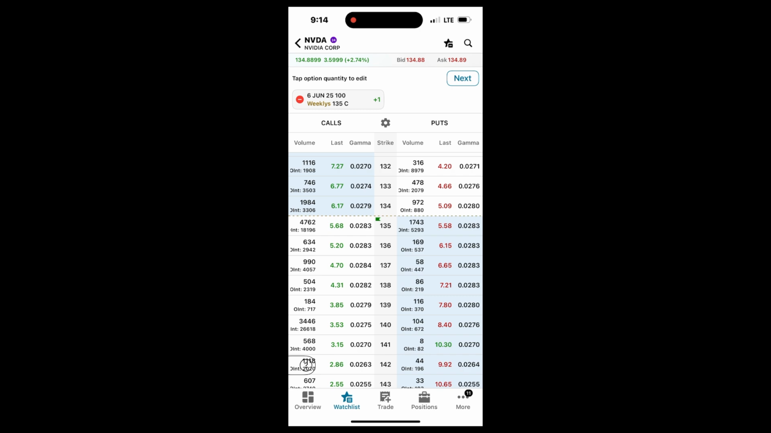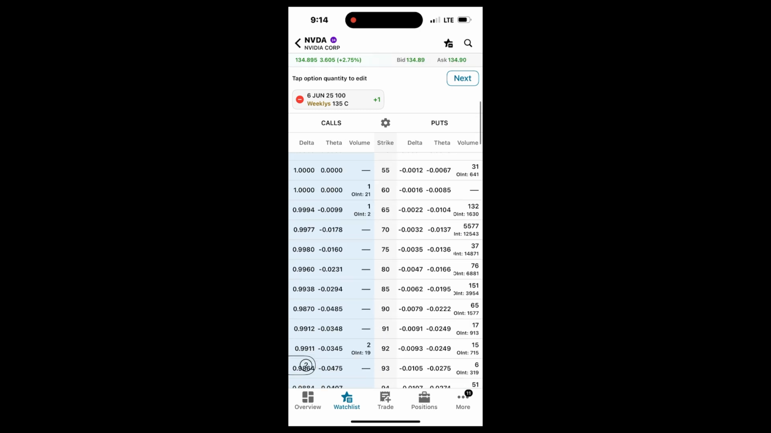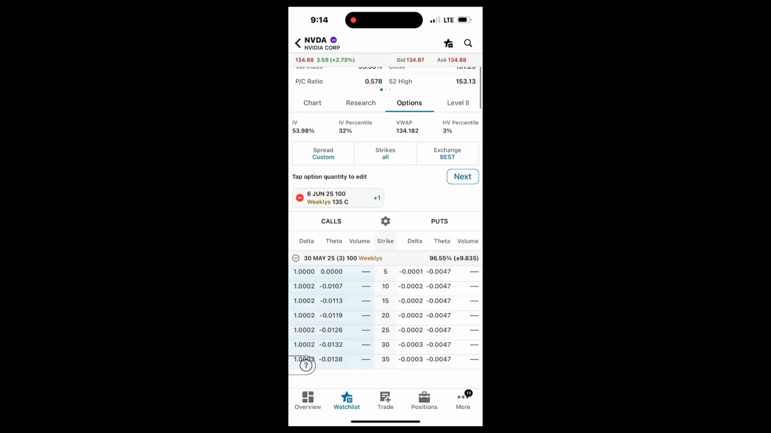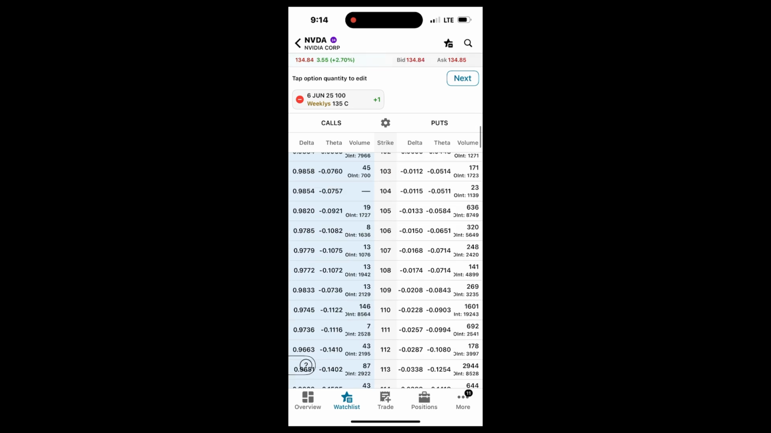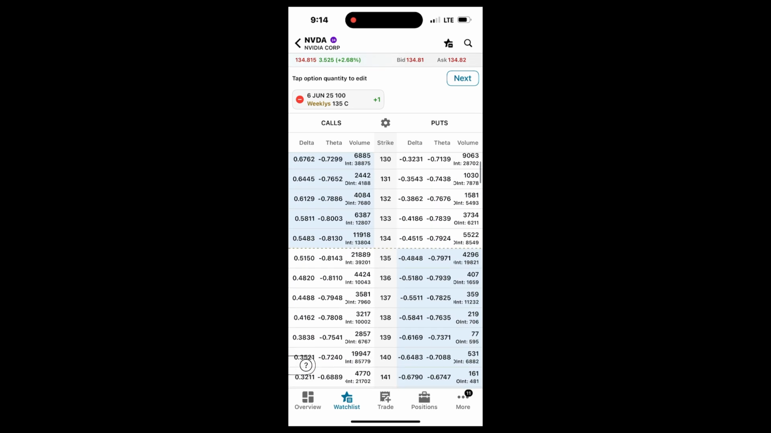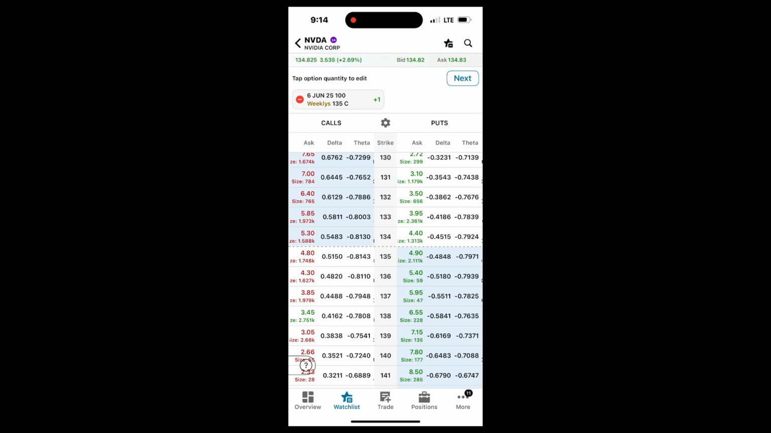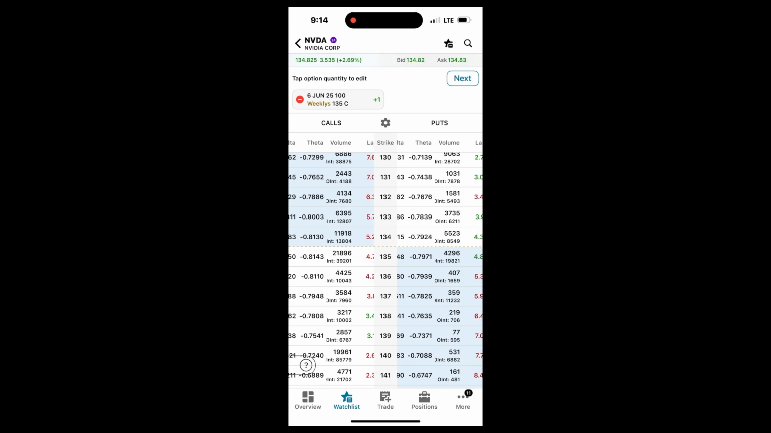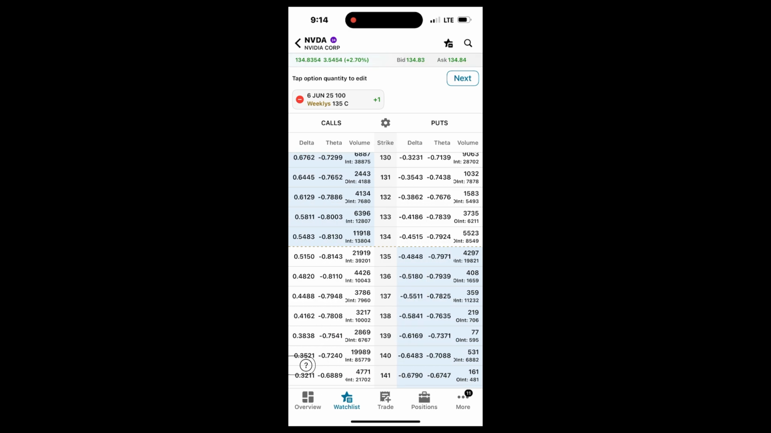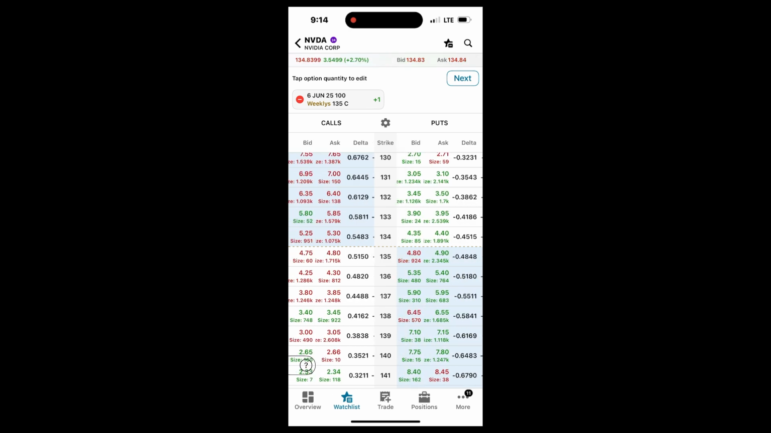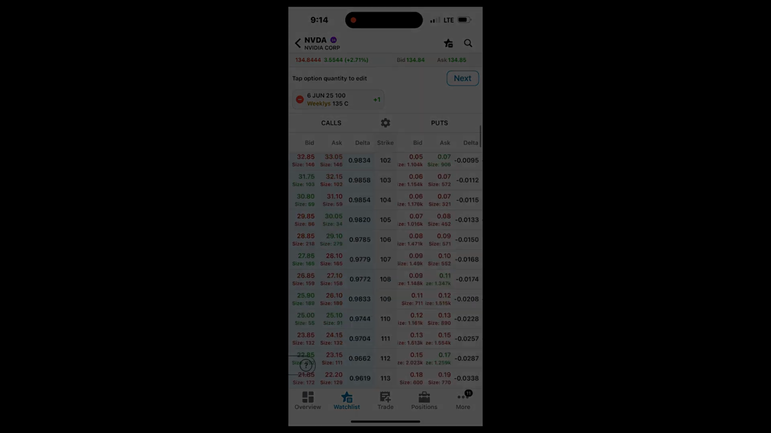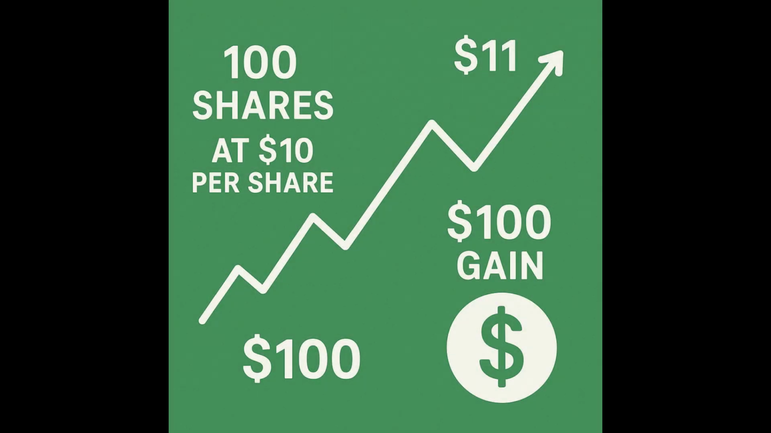This means that for every $1 increase in the underlying stock price, our delta will increase by approximately 0.0283. As delta increases, so does the sensitivity of our option's value to the stock price. In other words, the more in the money the option becomes, the faster it gains value. Keep in mind, delta maxes out at one point. Why? Because an option represents 100 shares of stock.